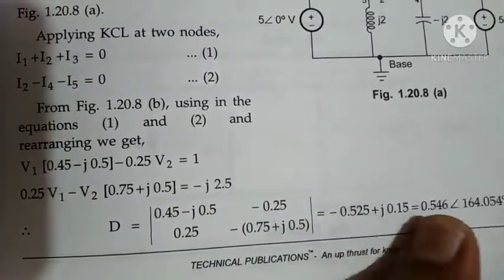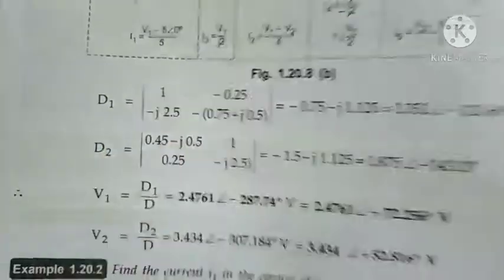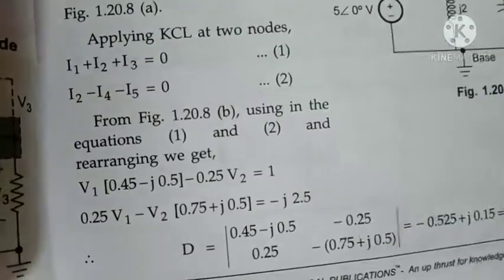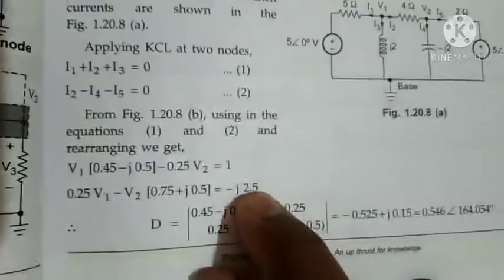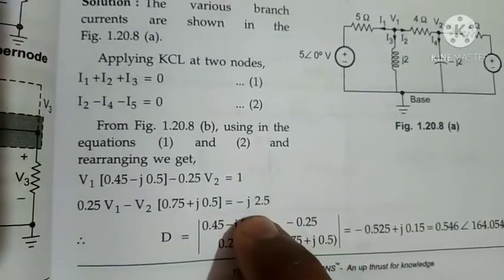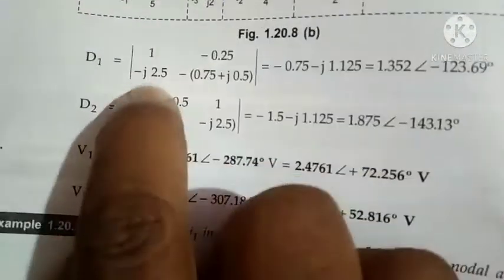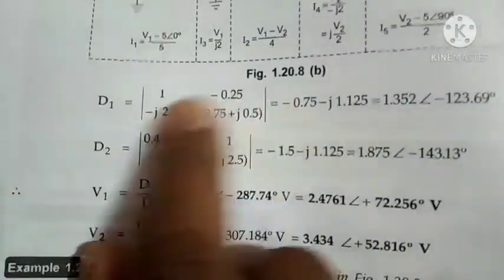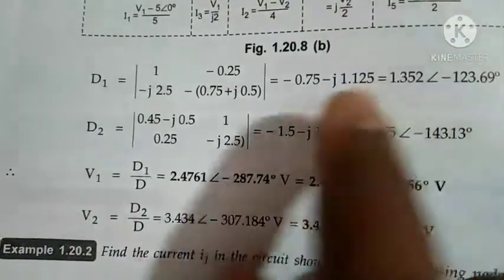After calculating the value of delta, replace the first column by the constants. What are the constants we have? One is 1, another one is j2.5. So after placing these values 1 and j2.5, and calculating, we'll get the value of delta 1.